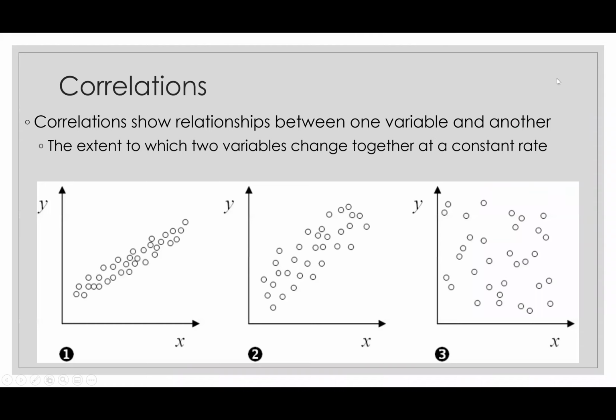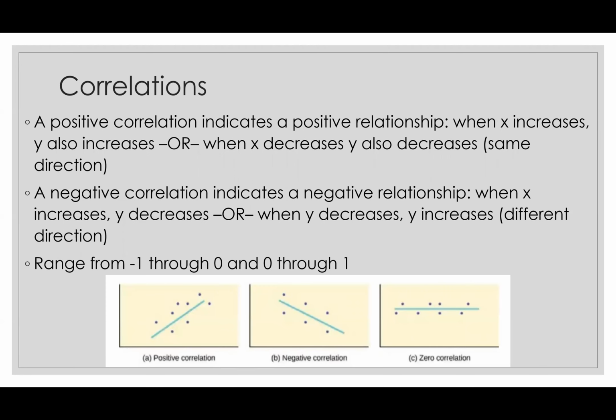Okay, so moving on to correlations. Again, this should be a little bit of a refresher. You can see here that image number 1 is a pretty tight positive correlation. Image number 2 is still positive, a less strong correlation. And image number 3 is no correlation at all. A positive correlation indicates a positive relationship, so that when the first variable X increases, Y also increases.